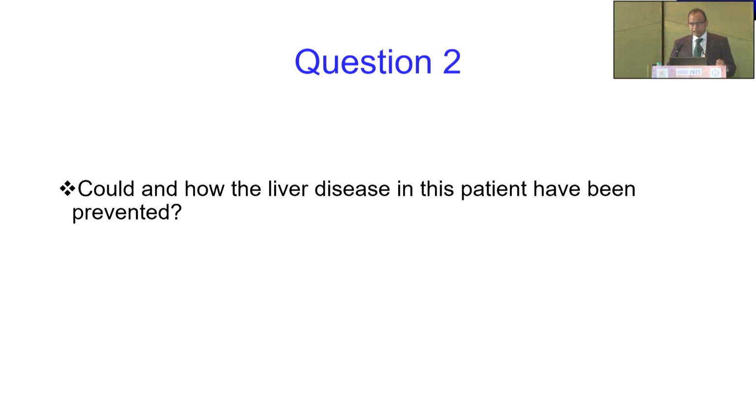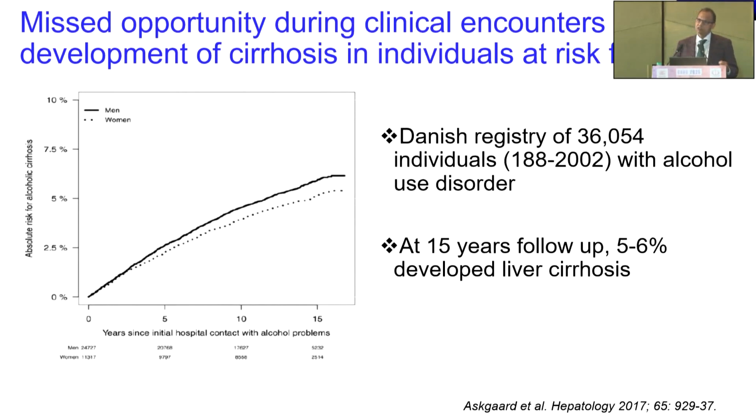So the second question comes: could, and how could, the liver disease in this patient be prevented? You know, this patient had so many healthcare encounters, including a gastric bypass procedure, and what was missing is we failed to identify this patient at risk of developing liver disease over time.